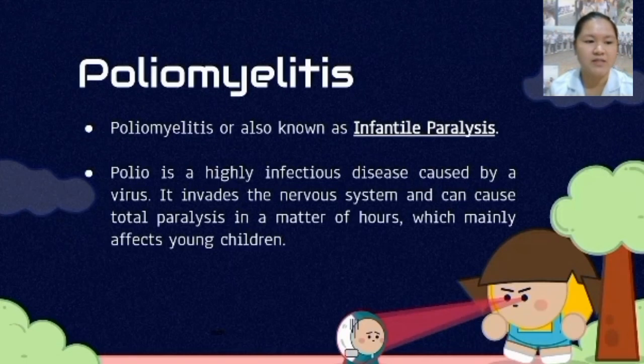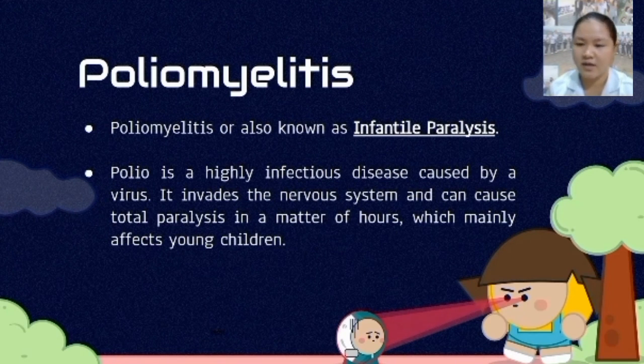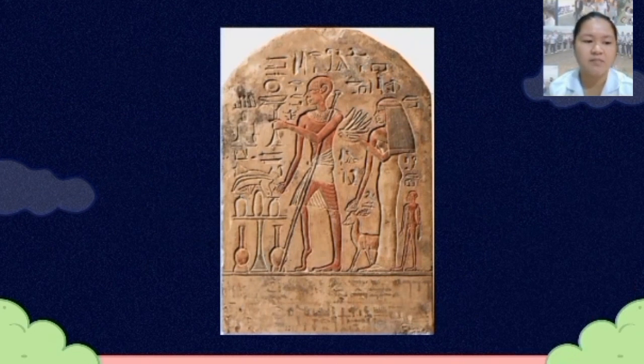Now, poliomyelitis is also known as infantile paralysis, which is a highly infectious disease caused by a virus, and it invades the nervous system and can cause total paralysis in a matter of hours, which mainly affects young children. And we all know that polio has been around since ancient times, and you can also find it in the Bible.